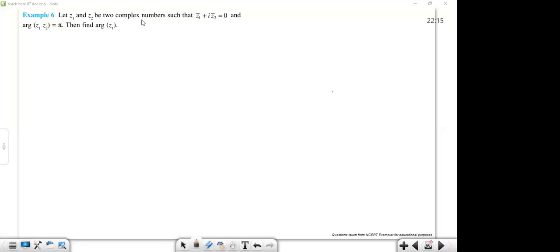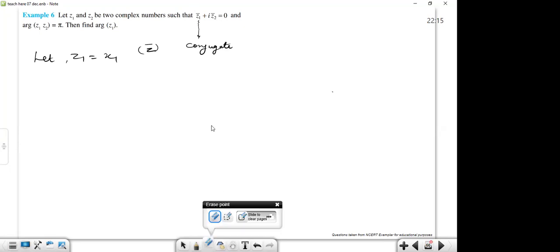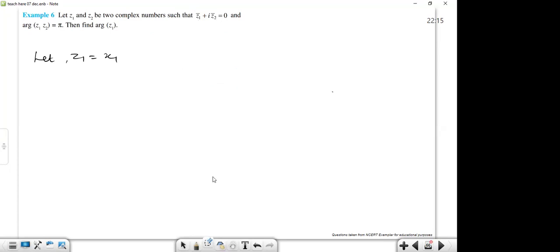Let Z1 and Z2 be two complex numbers such that, this is the conjugate, not argument, the conjugate of Z1 plus iota into Z2 is equal to 0, and the argument of the product of those two complex numbers is equal to pi. So let's say Z1 is x1 + iy1. This is the first complex number, this is the second complex number.